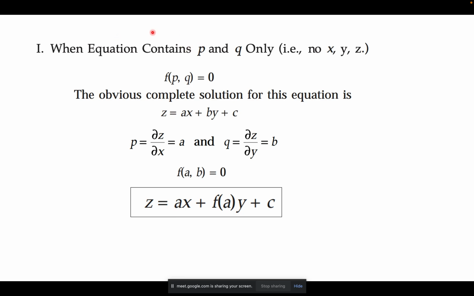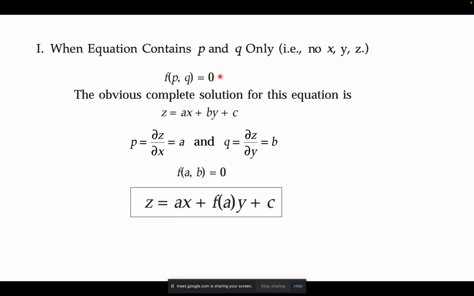Okay, so here what I will do, I will just start with the first type of form. Here you will be given some equation which will only contain p and q, but it will not contain any function of x, y, and z. So this is what I am calling standard form 1. Just to recall, standard form 1 is when you just have p and q in your equation and there is no term involving x, y, and z.